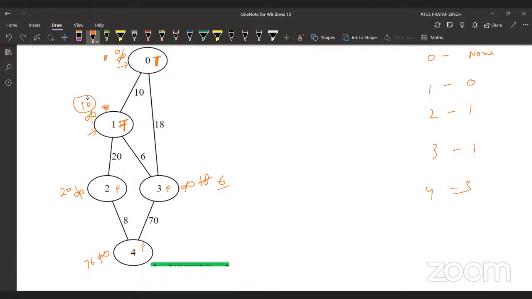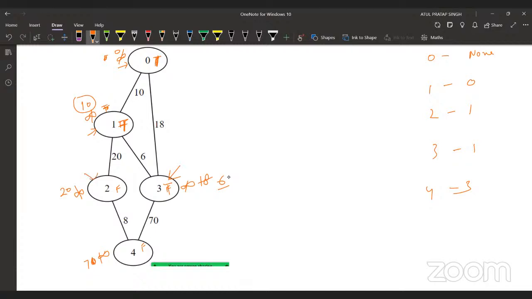Now this is already visited, true. Now only 2 unvisited nodes are remaining. So why are we doing 76 here? Oh sorry, not 76, 70. Yeah, correct.